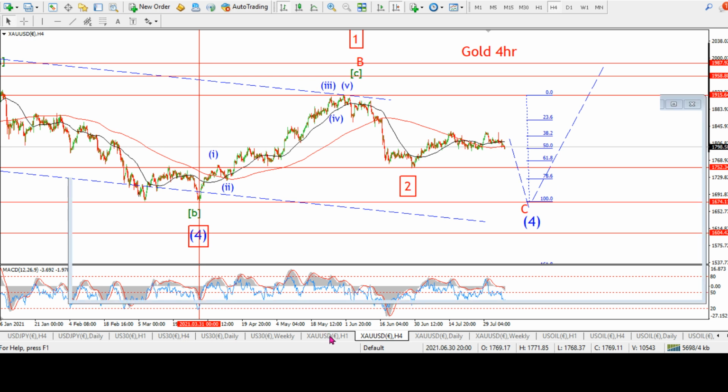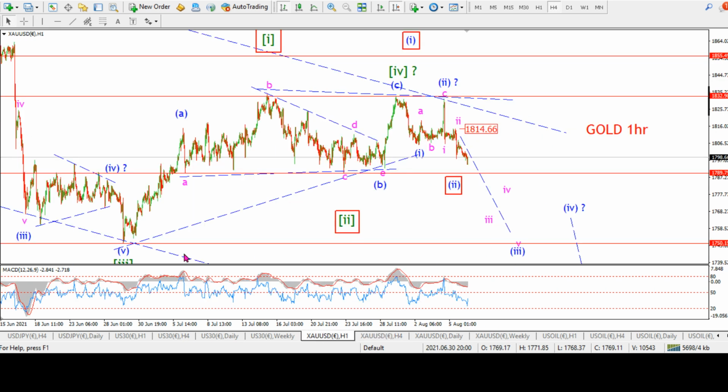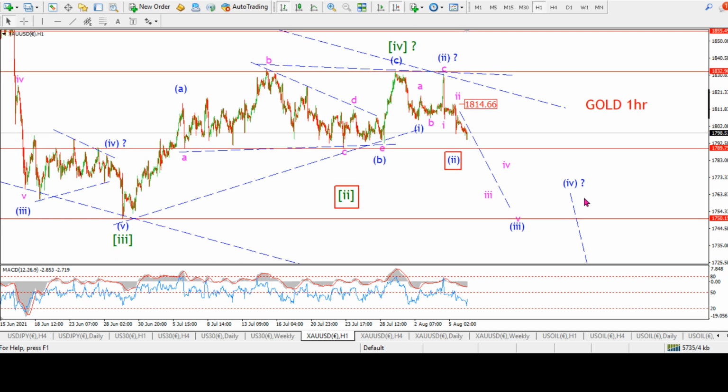So let's go into the hourly count. If the alternate count is correct, we will not break 1750 again. If we break 1750 again, that pretty much confirms that the next leg down will be underway, and we can expect probably 1650 before we start seeing any light at the end of that tunnel. So 1750 is pretty crucial in terms of the bullish alternate count. Keep a sharp eye on that one.